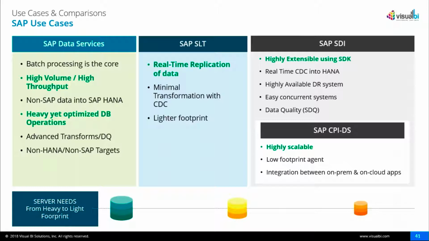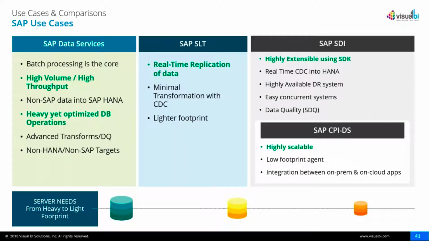If you're an SAP shop looking at high volume, high throughput needs, you have a lot of database operations that you want to do, but you want to make sure they go through the push down capability, you have advanced transform requirements, a lot of data quality to do, and a bunch of non-SAP systems as targets and also as sources, then SAP Data Services is definitely the tool for you. If you're trying to do real-time replication of data from SAP systems into HANA, SLT is one of the best options with a light footprint. It offers minimal transformation, but it offers CDC capability as well.